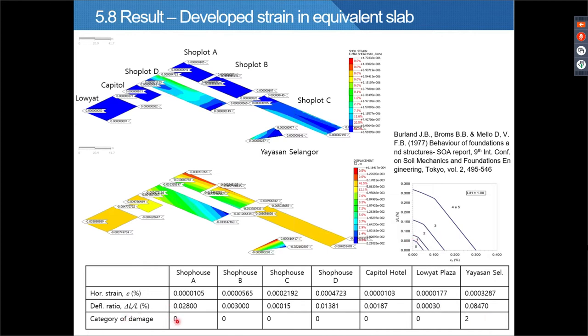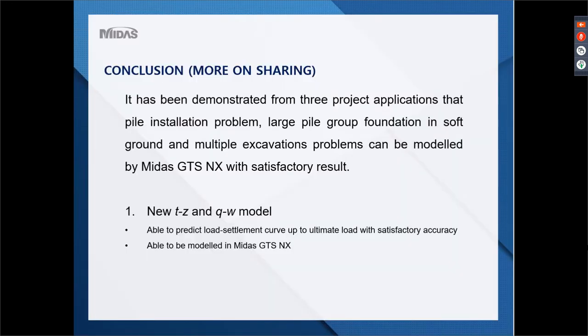The category of damage is very minor. The category is 0 and 2. Category 0 means the building will suffer negligible hairline cracks of less than about 0.1 mm wide. And category 2 implies slight cracks, which produce cracks up to 5 mm. With this, I come to the conclusions. After that, I will demonstrate the finite element model, and I will answer some questions. Okay.